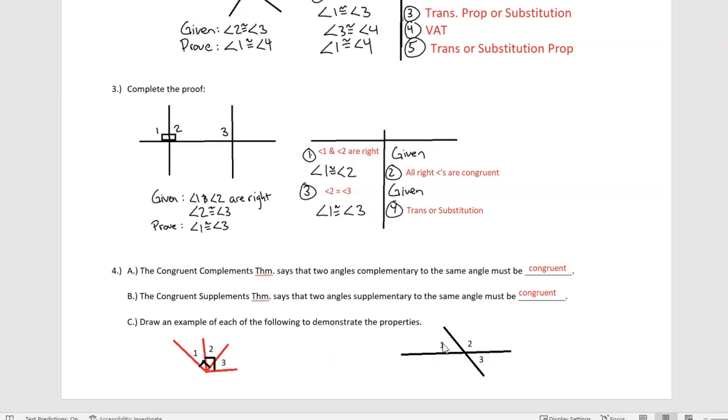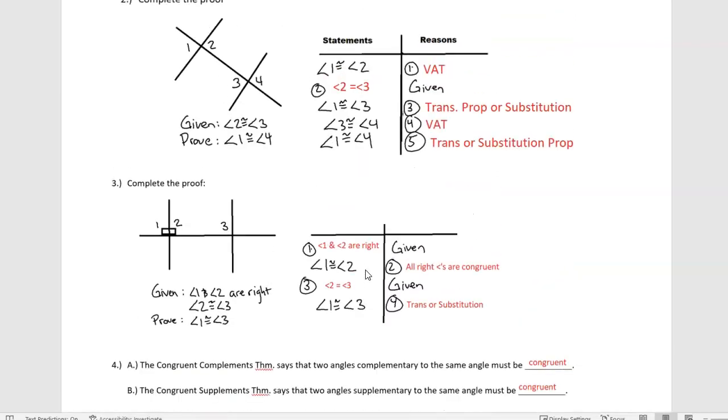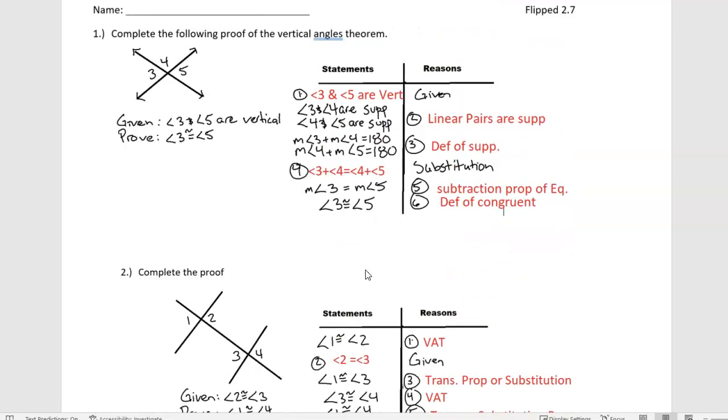Same deal here. 1 and 2 are supplementary, 2 and 3 are supplementary, and since 1 and 3 are both supplementary to that same angle, they must be congruent. So hopefully that made sense. Proofs can be a little tricky until you get the hang of them.